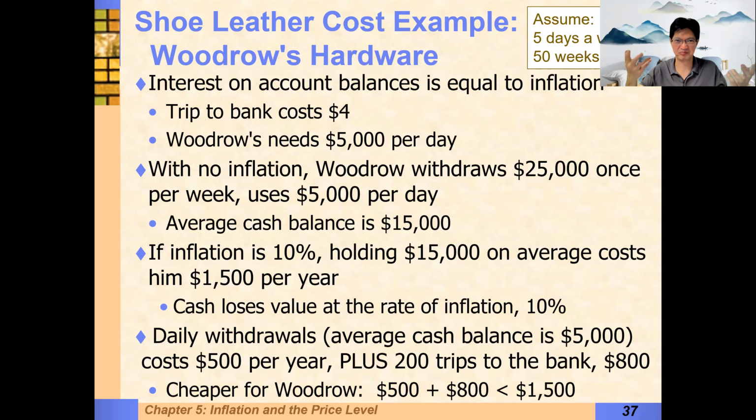Now, this is essentially free to hold if there's no inflation. So this is his cost. He has to go to a bank 50 times a year. It's 4 times 50 is 200. That's his cost for going to the bank. But suppose instead inflation is 10% and his cash holdings lose value. If he holds on average 15,000 a day, then this is going to lose value at 10% a year. He's going to lose 1,500 a year to inflation. We call this the inflation tax.